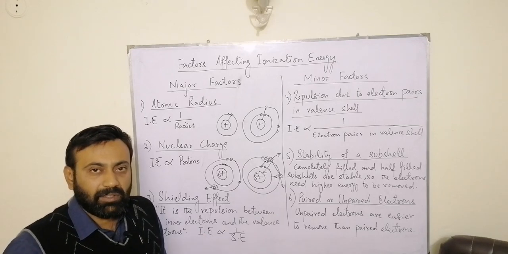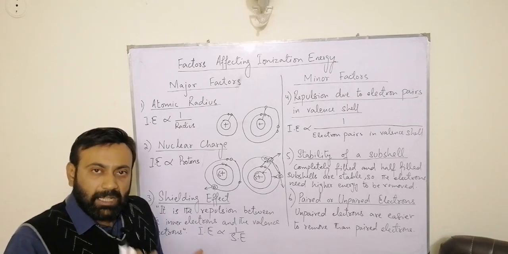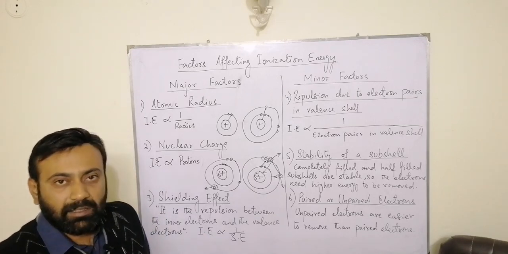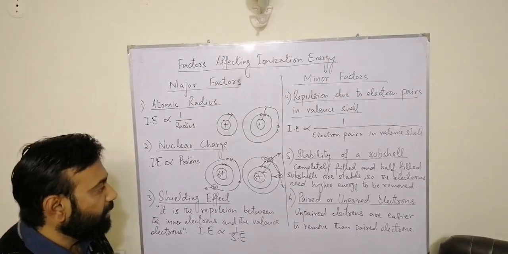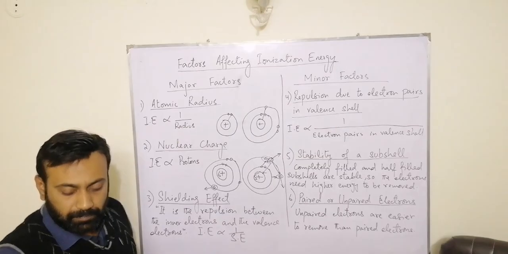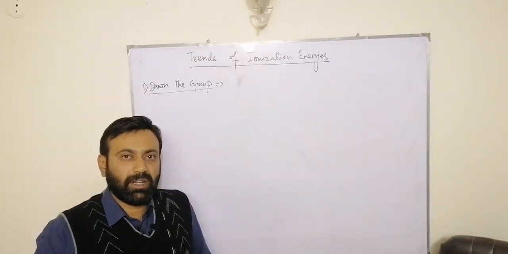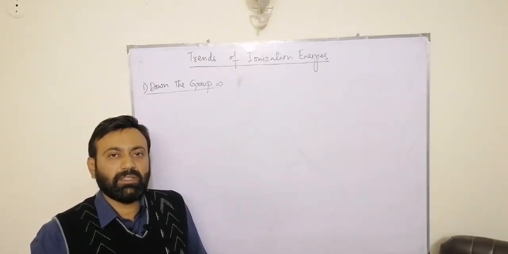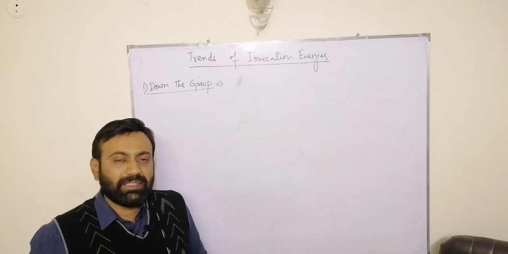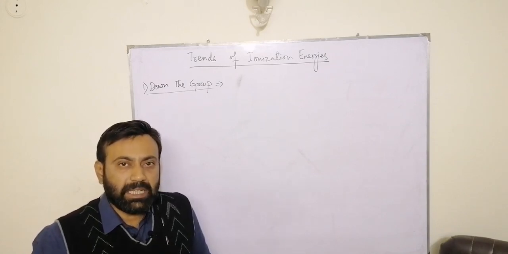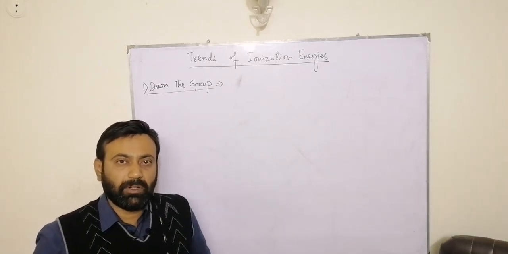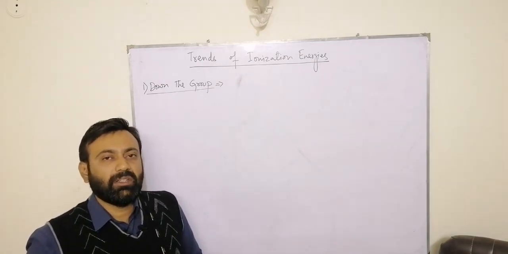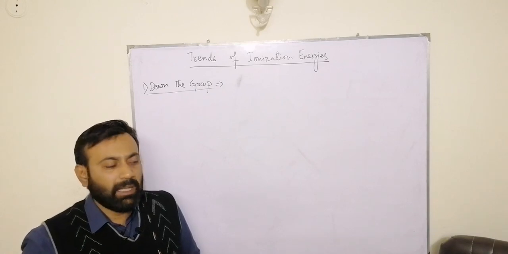I will tell you the trends and then explain the reasons why the trends are that way. I hope that would be helpful for you. First, the trend of ionization energies down the group. Ionization energies decrease down the group. When we move in a group from top to bottom in the periodic table, the ionization energies of elements decrease.